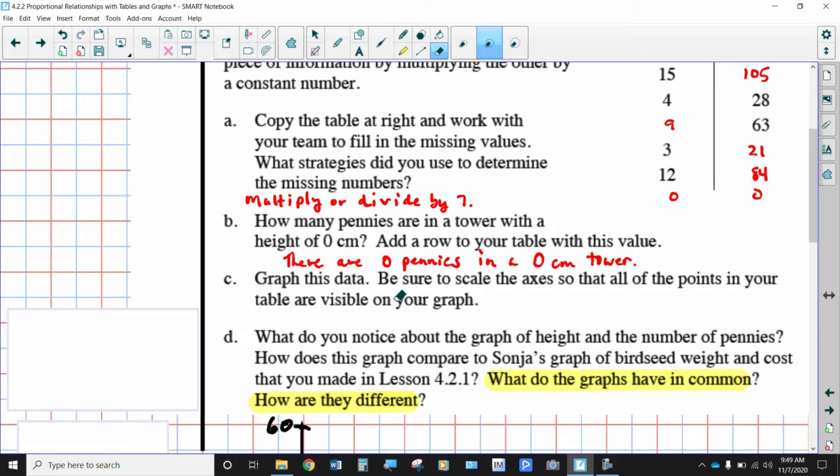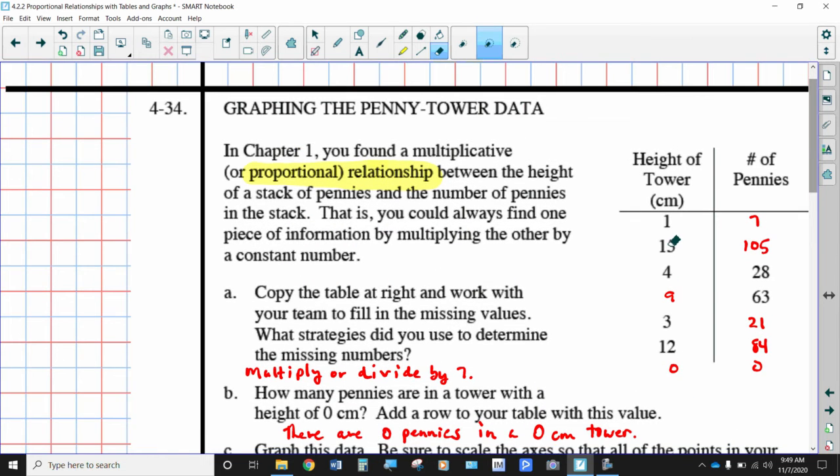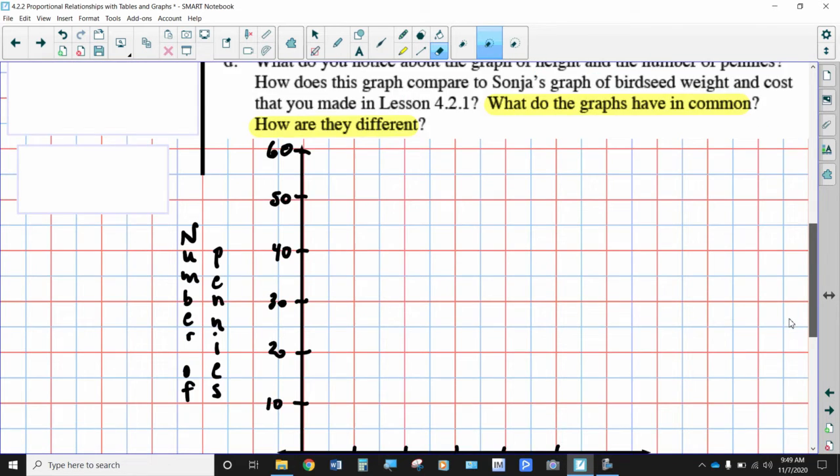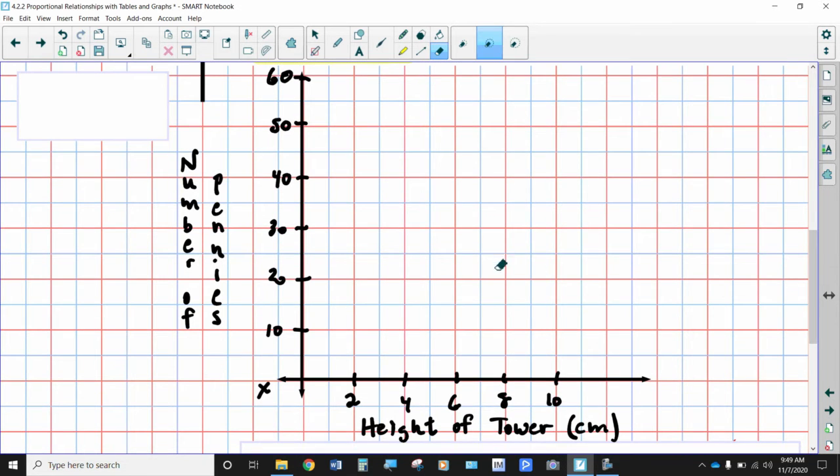So we're going to now graph this data. It says be sure to scale the axes so that all of the points in your table are visible on your graph. Okay, so what do we need? I don't know that we actually have to go to the 15 and the 105. We absolutely want to include some of these points. So maybe having your graph go up to 12 or at least 10 so that we can fit 4 different ordered pairs, actually 5 if you include the 0, 0. And if we're going to make it up to 9 or 10, then you want to make your y-axis up to 63 or 70. So that's what I decided to do. I just tried to get up to about 9, and of course I'm cutting it a little bit short here.